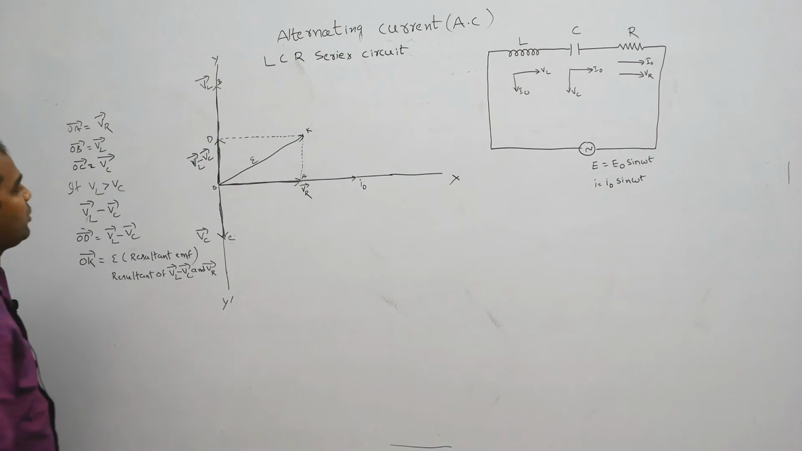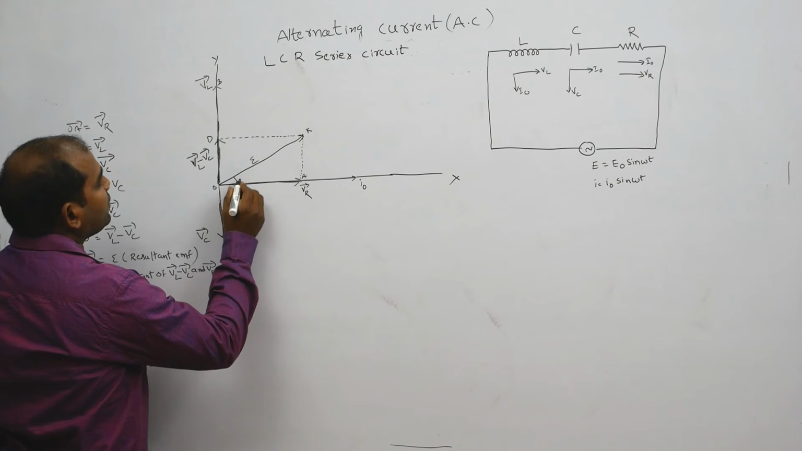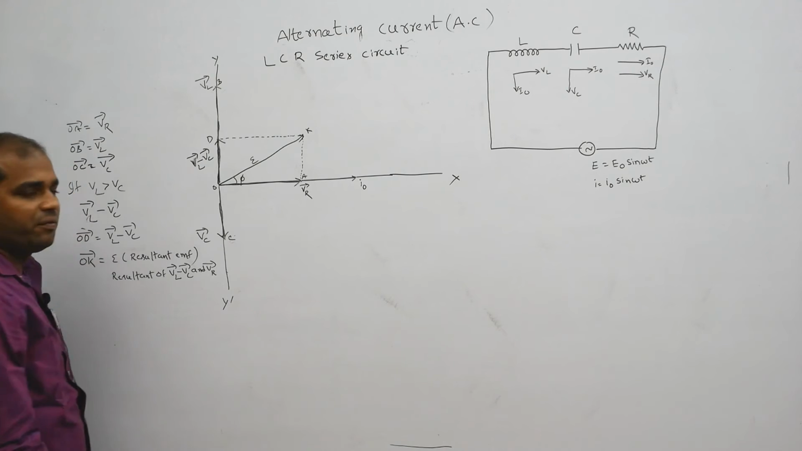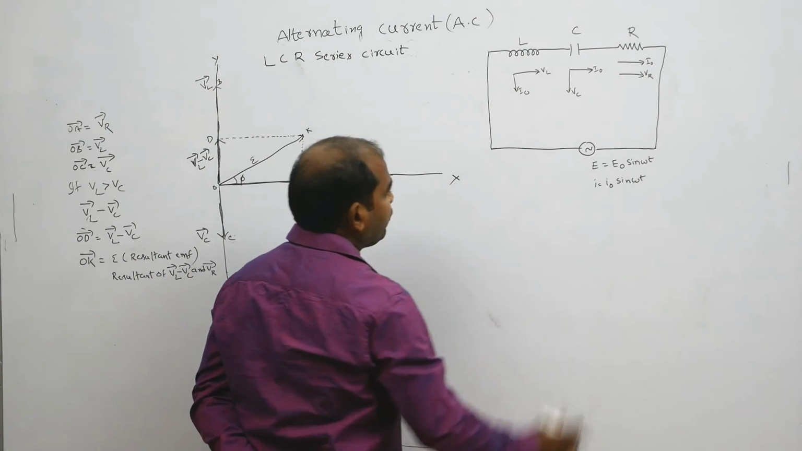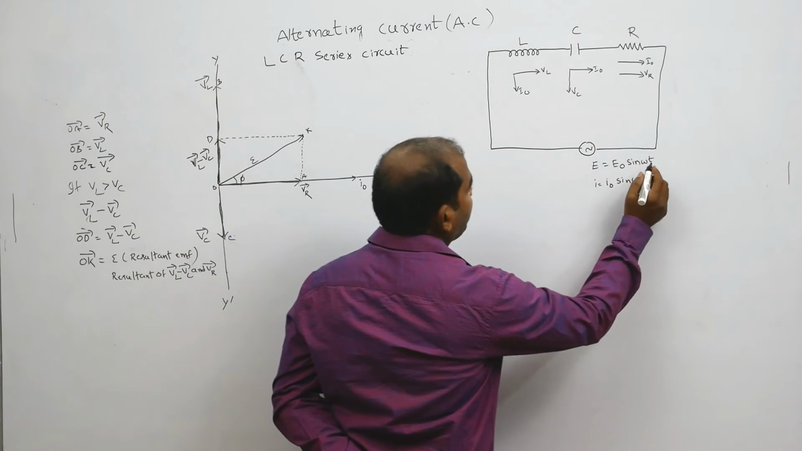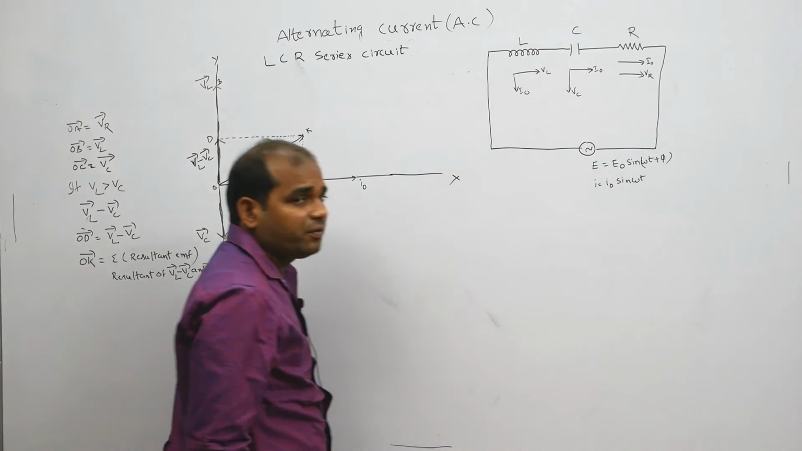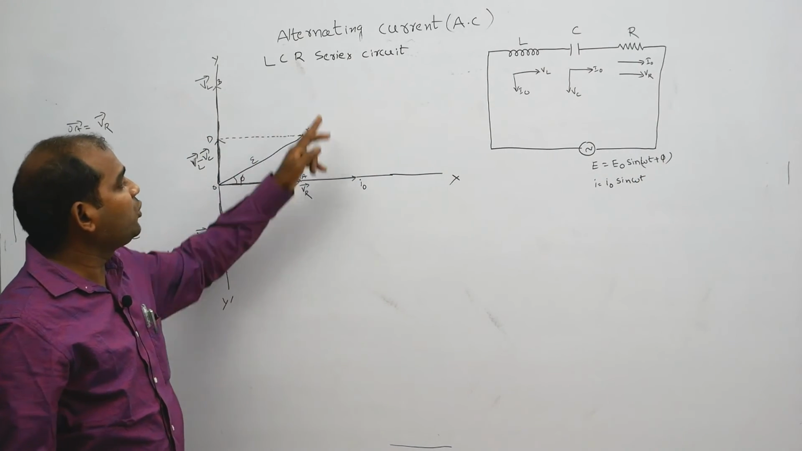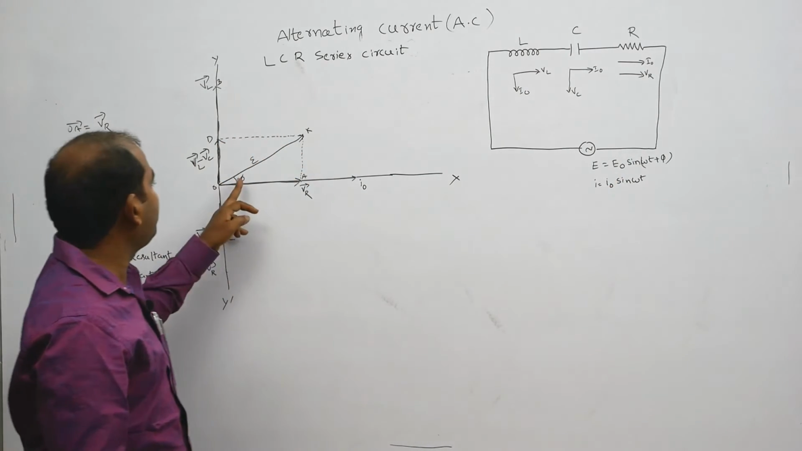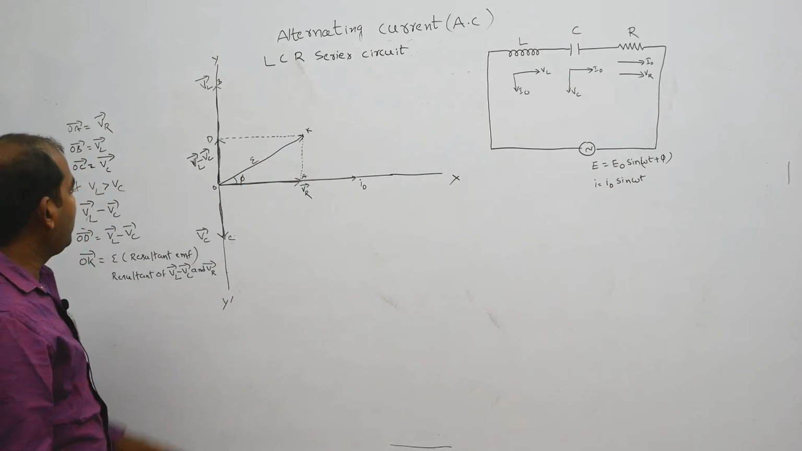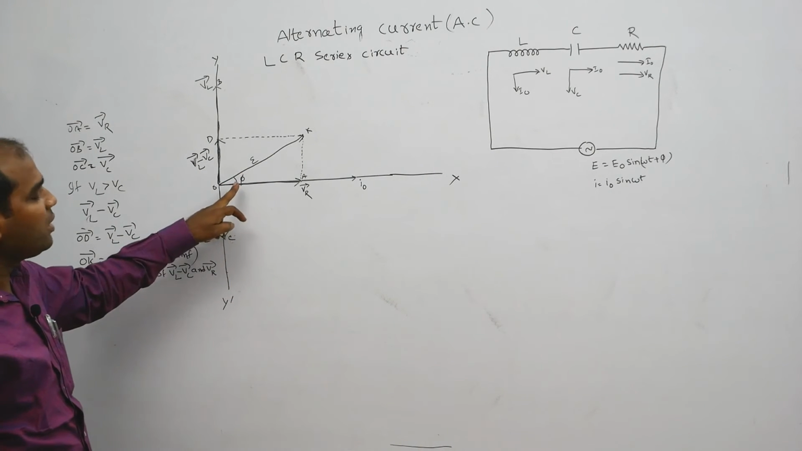How much is the phase difference between I naught and E? Let's suppose this is the phase difference phi. So if the current is I naught sin omega t, then the EMF E will be E naught sin omega t plus phi. The phase difference that existed in the LCR circuit between the EMF phasor and current phasor is considered as phi. So we can understand the direction of how much phase difference existed.